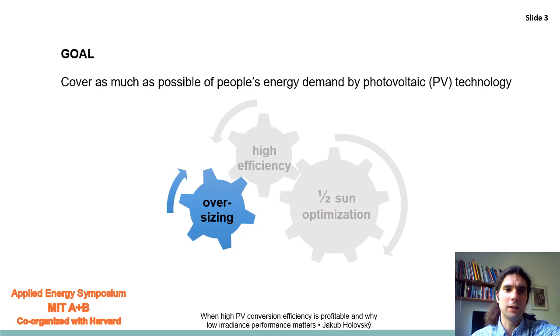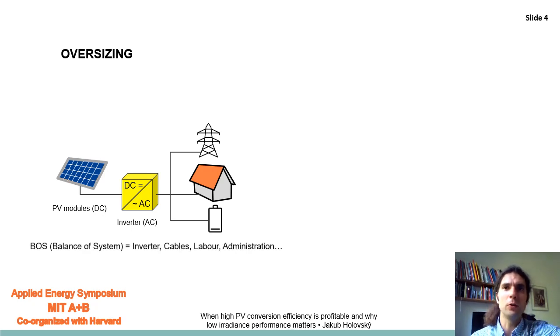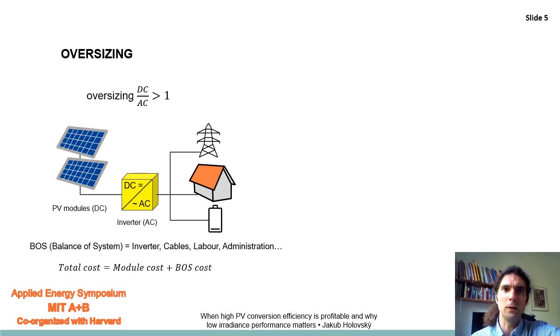To start with oversizing, we make a simple sketch of PV system containing PV modules on DC side, the inverter transforming to AC, and other components that are all included into a named BOS, balance of system. Economically, the total cost is divided to module cost and BOS cost. In conservative sizing, the ratio of DC to AC power is around 1. In case of oversizing, this ratio is considerably higher.